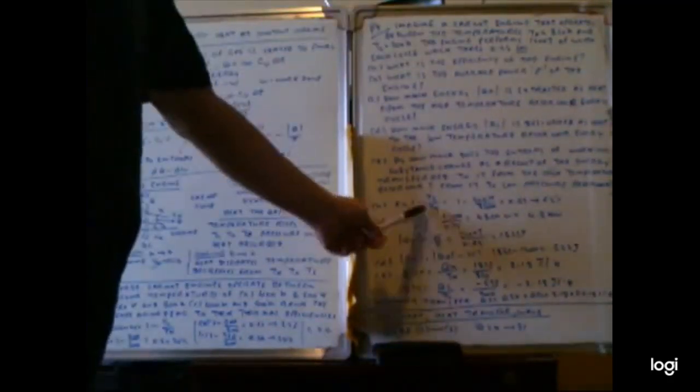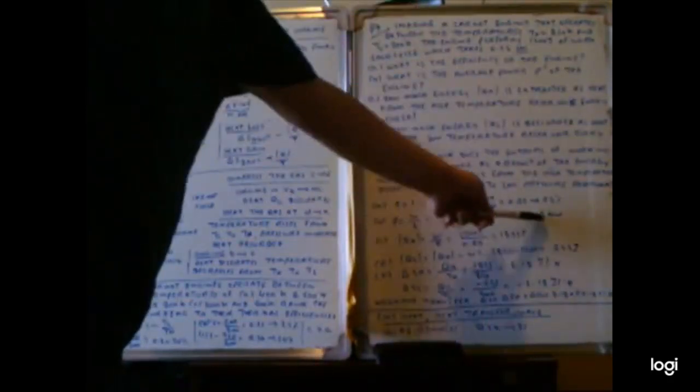And time is 0.25. So the power is W by T, where W is 1,200 joule and T is 0.25 seconds. So you get 4,800 watt or 4.8 kilowatt.